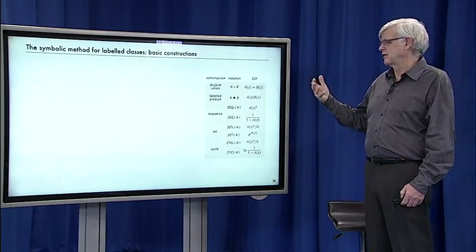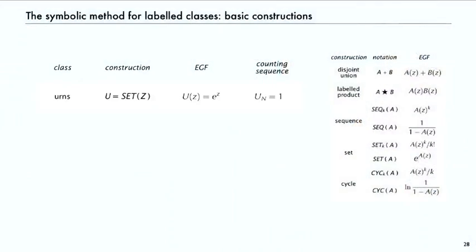So let's just look at the basic constructions of the basic objects using these operations. Urns: an urn is a set of atoms, and that immediately translates to e to the z from the transfer theorem for sets. And as we saw, that gives the counting sequence u_n equals 1. Cycles: a cycle is a cycle of atoms, and again, immediately from the transfer theorem, that tells us that the generating function is log of 1 over 1 minus z, and therefore the counting sequence is n factorial times the coefficient of z to the n in that, which is (n minus 1) factorial.